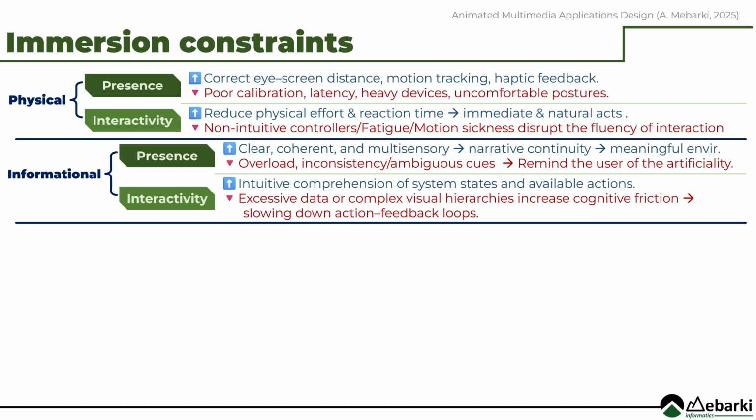Effect on interactivity. Informational ergonomics supports intuitive comprehension of system states and available actions. Users know what they can do and how. Excessive data or complex visual hierarchies increase cognitive friction, slowing down action feedback loops. Example, adaptive soundscapes that guide attention without overwhelming the user strengthen immersion through perceptually ergonomic balance.